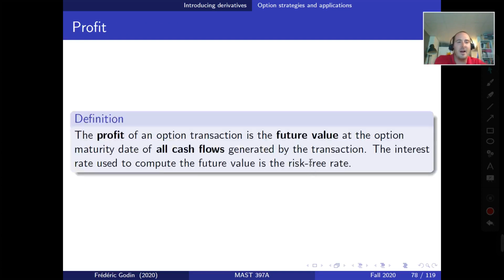Okay, so we're going to define the profit in the context of an option strategy as follows. The profit of an option transaction is defined for the purposes of this course as the future value at the option maturity date of all cash flows associated with the transaction. And when we talk about future values, we must take into account interest rate. So what interest rate will we use? We will use the risk-free rate to compute these strategies. So what's the risk-free rate? We'll talk a bit more.